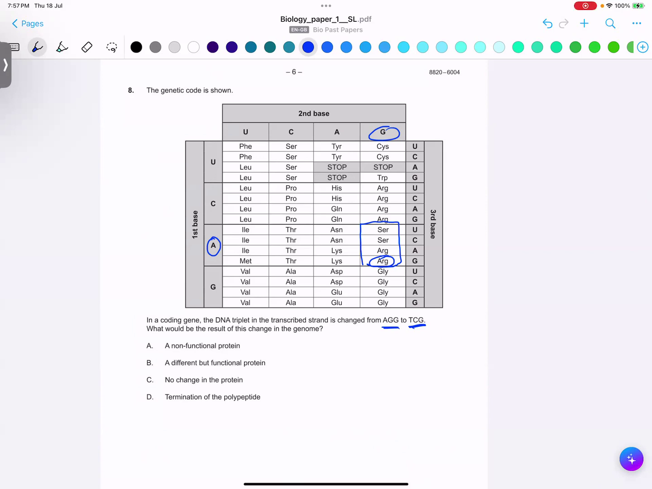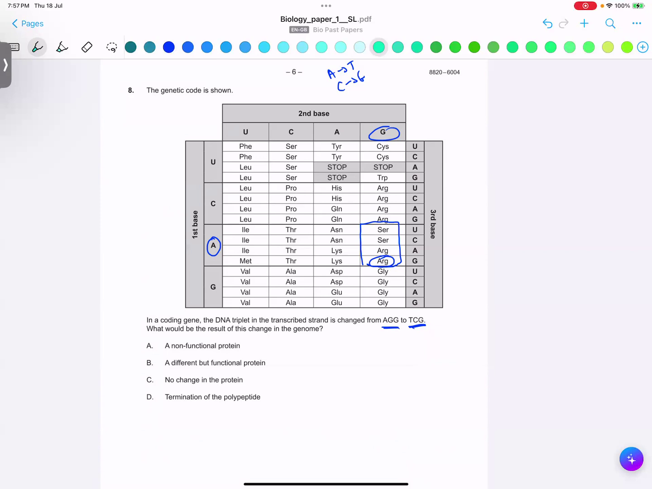Wait a second, guys. So we know that adenine goes with thymine, and cytosine goes with guanine, right? So we need to make sure that this is exactly how it is. Yes. So first we get, I'm going to do it in another color, A, then we go all the way to guanine, and then we go all the way to A again, so we get arginine. I think this is it, guys.